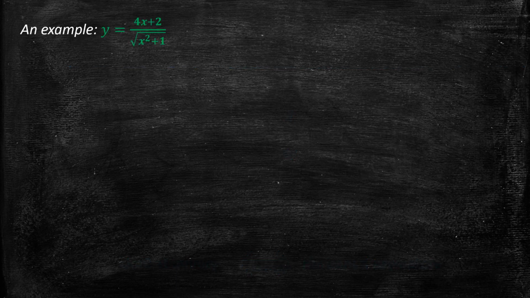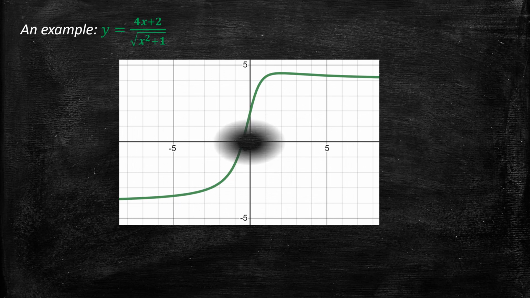Let's look at a sort of more interesting example. This is a function that looks like it has two asymptotes going on, actually. So the limit as x tends to infinity. So as x tends to infinity, it appears that y is approaching a value, and that value can be shown algebraically. We're not doing that right now, but that value is 4. So the limit as x approaches infinity is 4.